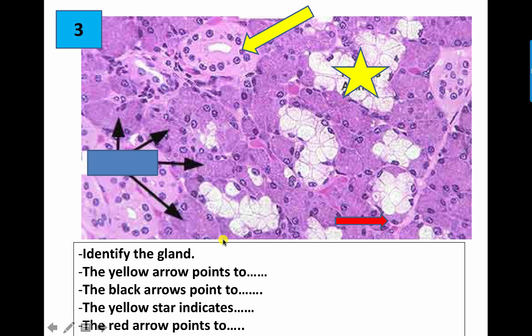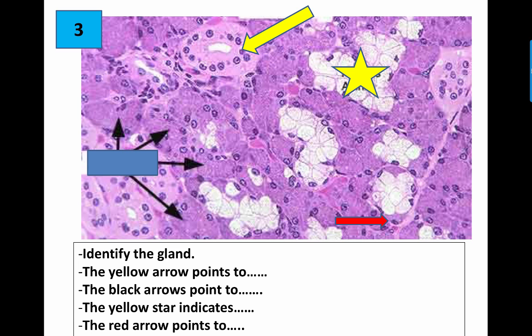Here, identify the gland. You should look carefully for the type of the acini. I can see here serous acini, basophilic, narrow lumen, and we have also here vacuolated cells, meaning that it is a mucus cells. And here we have also a serous demilune. So we have here three types of acini: we have serous, we have mucus, and we have mucoserous. So it is the submandibular gland.